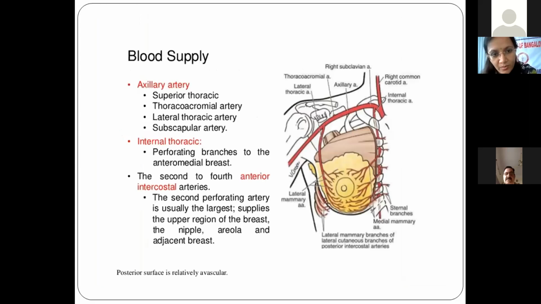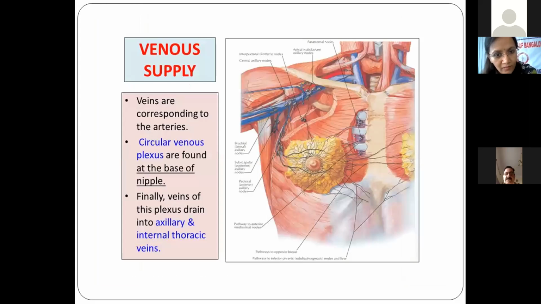Then another important point is the blood supply. Mainly it is supplied by different branches of the axillary artery, internal thoracic, and second to fourth anterior intercostal arteries. Venous supply again follows the arterial supply, and mainly drains into the axillary and internal thoracic veins.